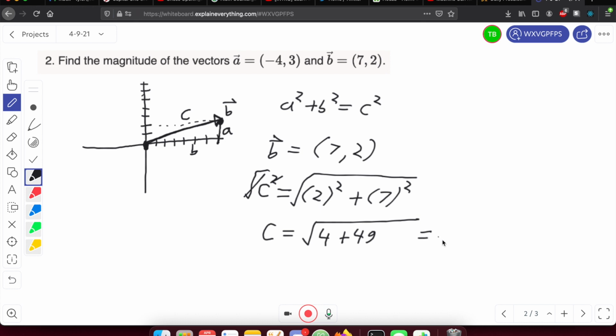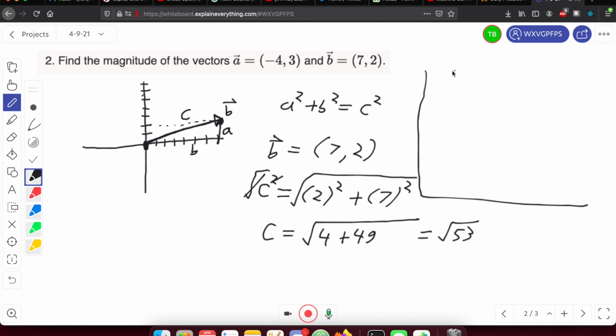So this will be equal to the square root of 53. And this is going to be the length of the vector b, or the magnitude of the vector b. Length and magnitude are the same thing. I guess we'll do a up here. I'll just carve out a little space.